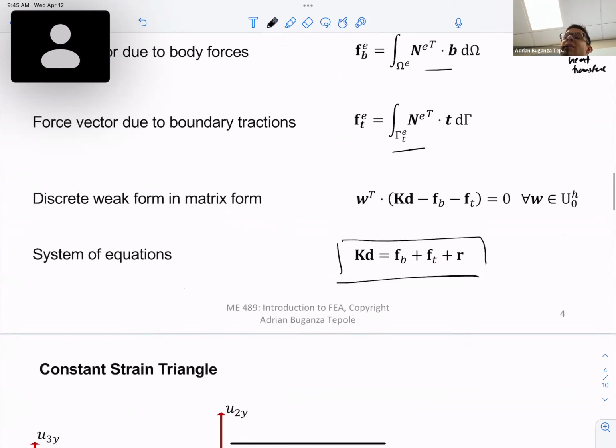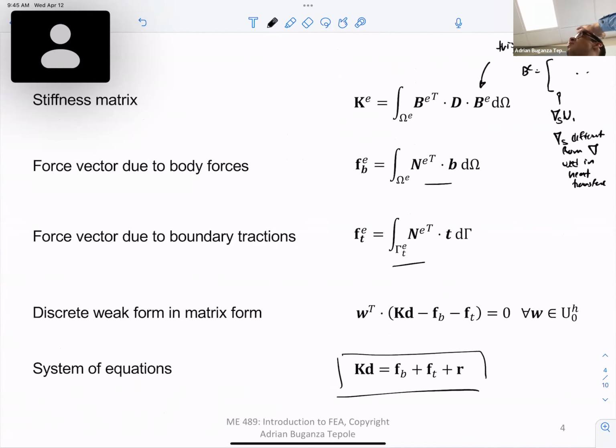Now, one thing to notice: this thing is the same no matter what element you use. The stiffness matrix is always calculated like that. The force vector is always calculated like that. So what changes when you use different elements? What changes is the number of shape functions and the specific form of the shape functions. So it will change your B matrix if you're using triangles versus quadrilaterals, linear versus quadratic. It will change this N^e vector. So even though the definition is the same for every element, because you have different shape functions, the actual matrix is a little bit different.